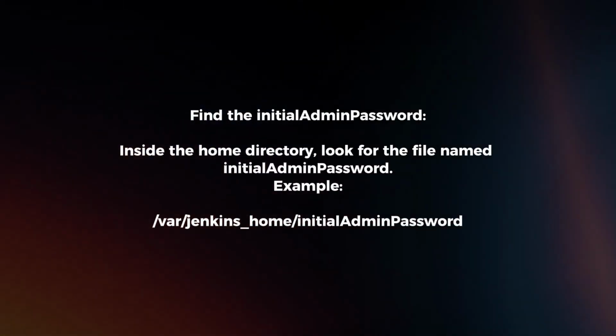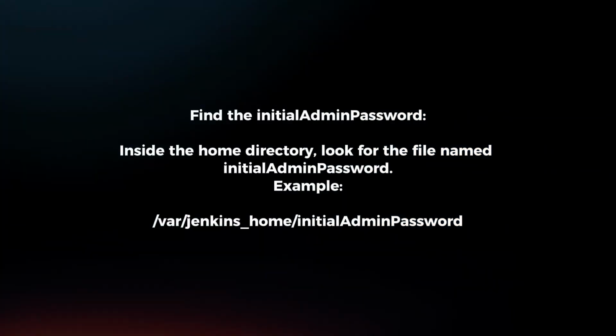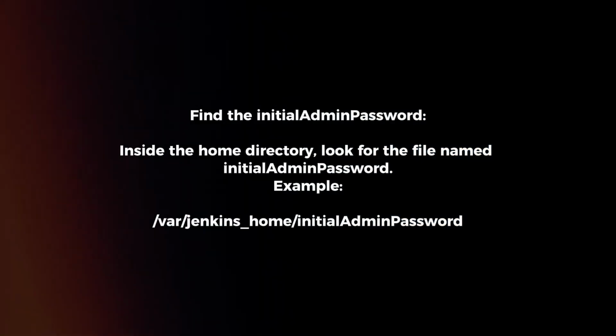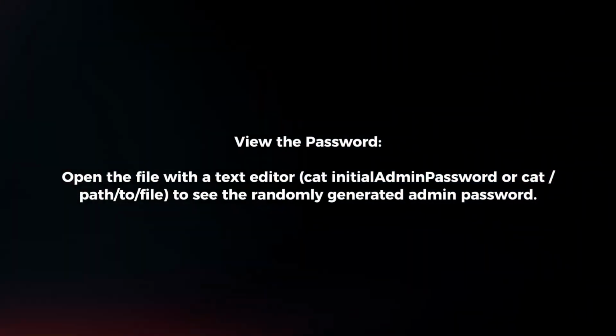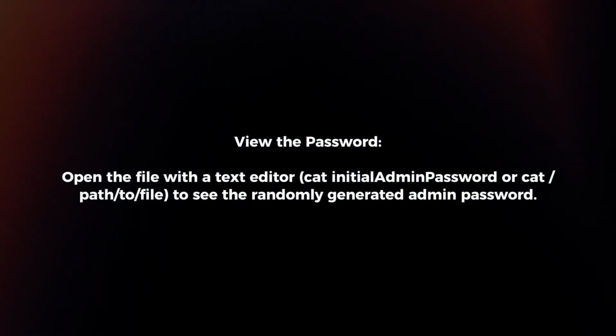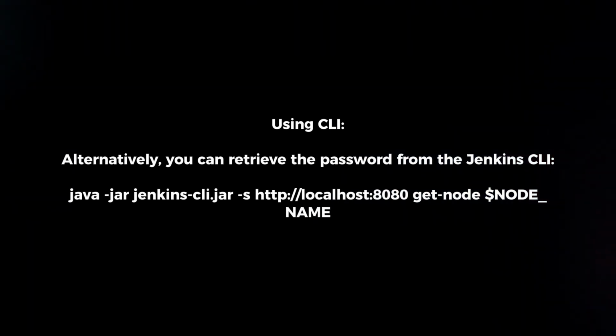Find the initial admin password. Inside the home directory, look for the file named initialAdminPassword. View the password. Open the file with a text editor to see the randomly generated admin password. Using the CLI. Alternatively, you can retrieve the password from the Jenkins CLI.